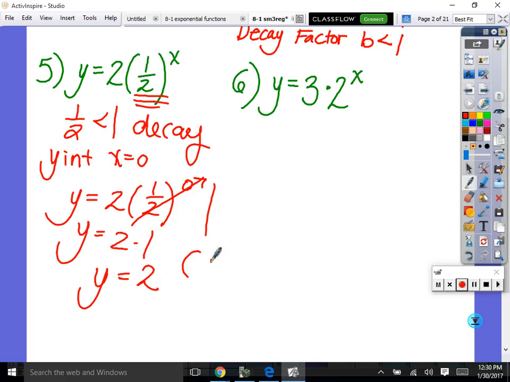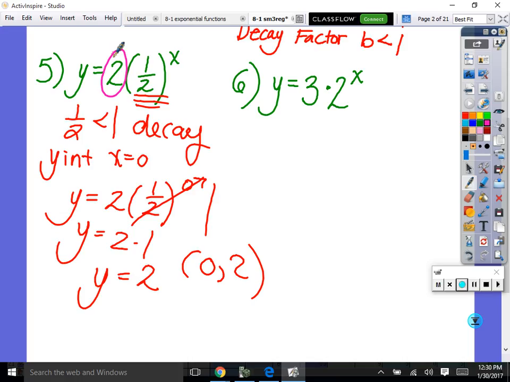So we could write it as a point, 0, 2. That's our y-intercept. Now notice, that is our initial value, isn't it? Any base to the 0 power is 1. We plugged in 0. Anytime I say to you, no matter what the function is, even if I gave you a random function, if I said to you, what's the y-intercept, you just plug in 0 for x. It's when x equals 0.